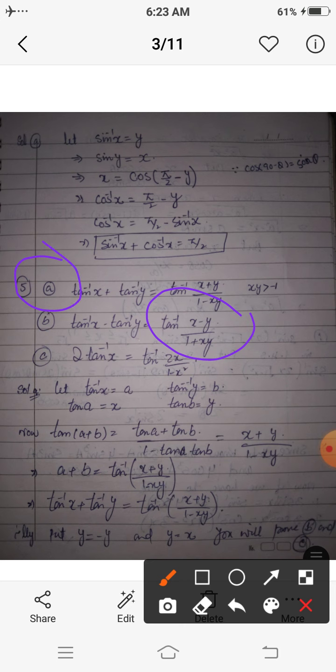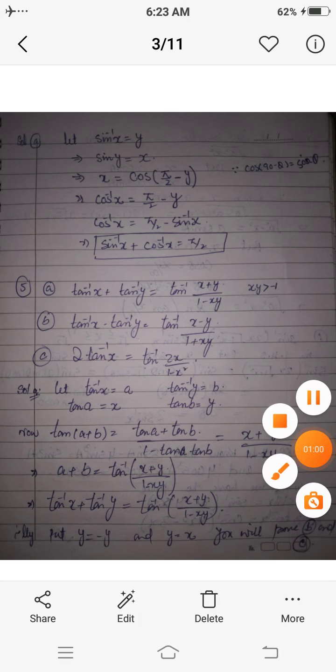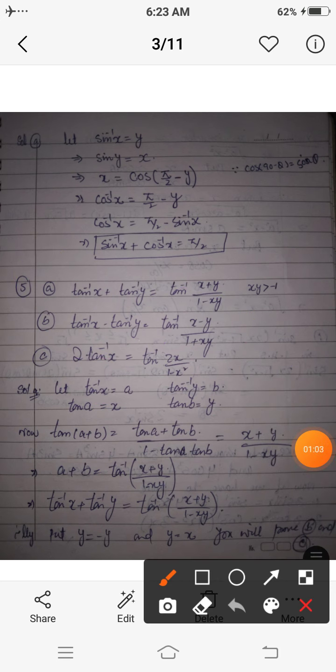If we put tan inverse x equals a and tan inverse y equals b, then tan inverse x is a, which implies that tan a equals x, by using the concept of inverse and composition of two functions, that is by composing tan on both sides. Similarly, tan inverse y equals b implies that tan b equals y.